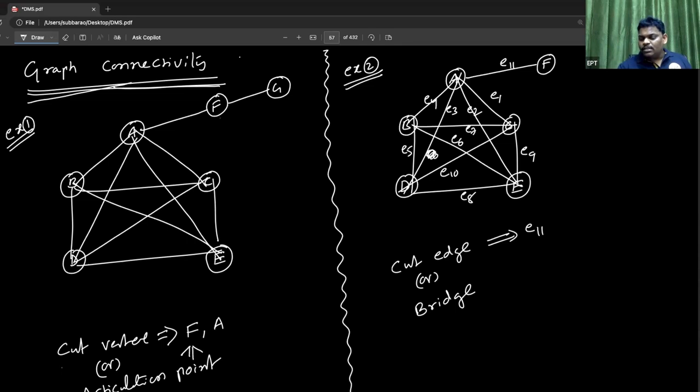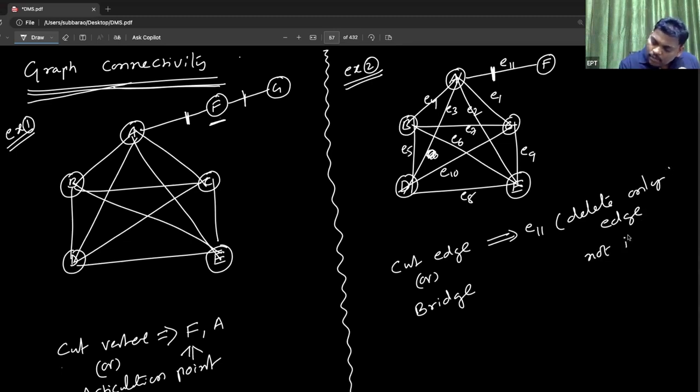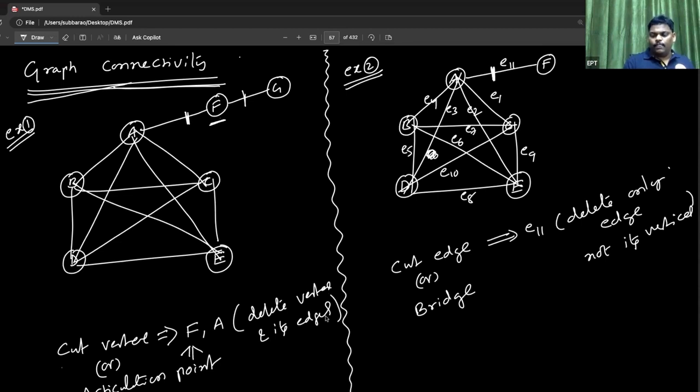Now, an interesting point. Cut vertex means you have to delete the vertex and its edges also. When you say F is a cut vertex, you have to delete F and its edges also. But remember, cut edge means delete only the edge. You cannot delete vertices, only the edge. But for a cut vertex, delete the vertex and its edges.